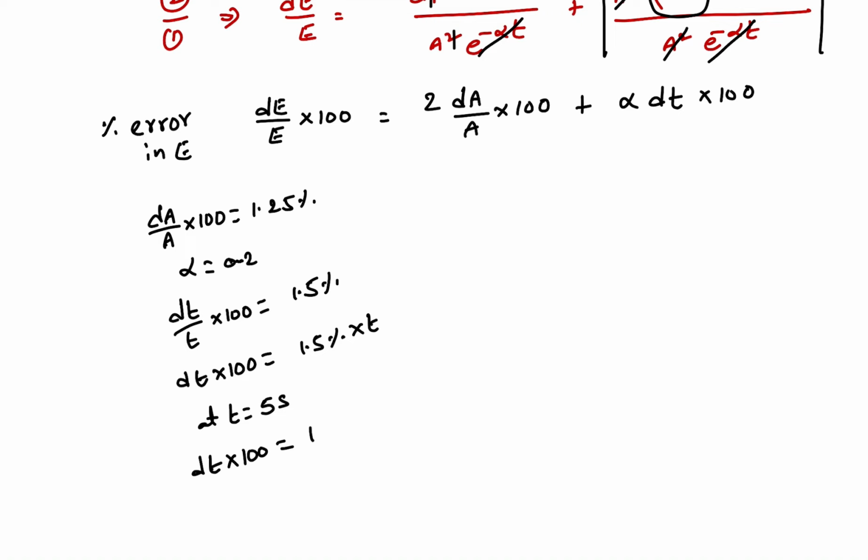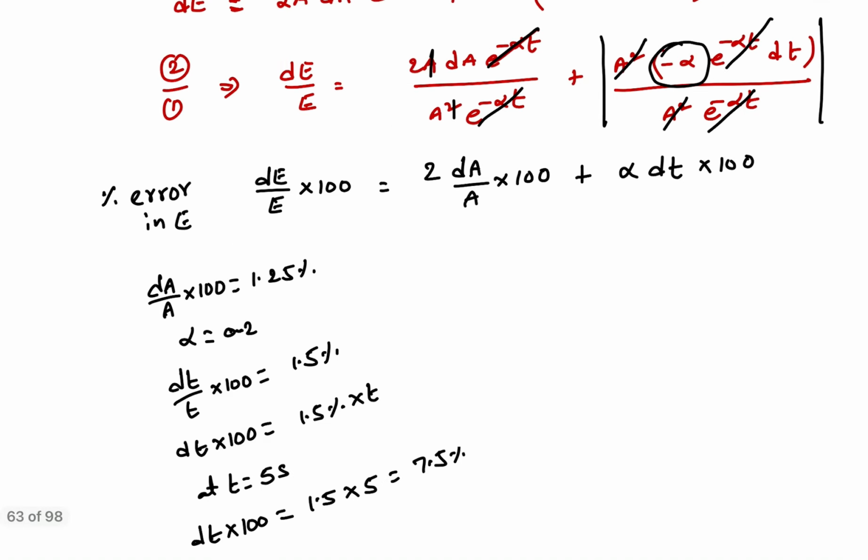They are asking at t equal to 5 seconds. You see here what they are asking, 5 seconds. So dt into 100 can be written as 1.5 into 5, and I can get 7.5 percentage.